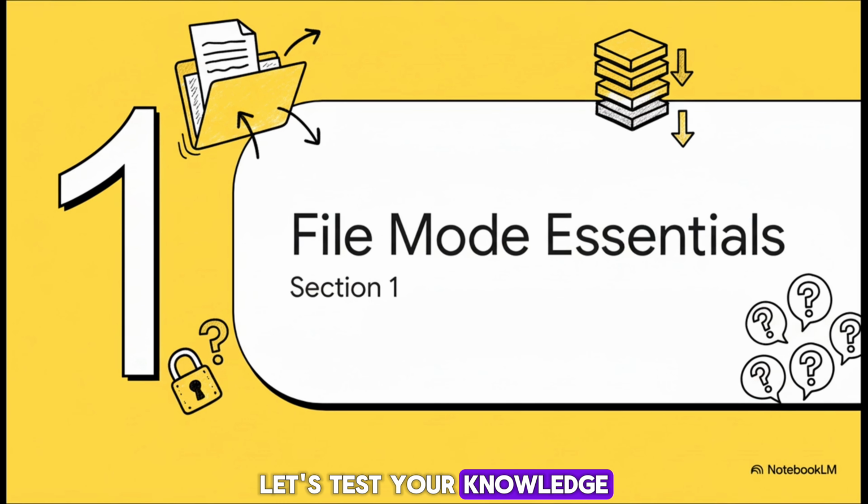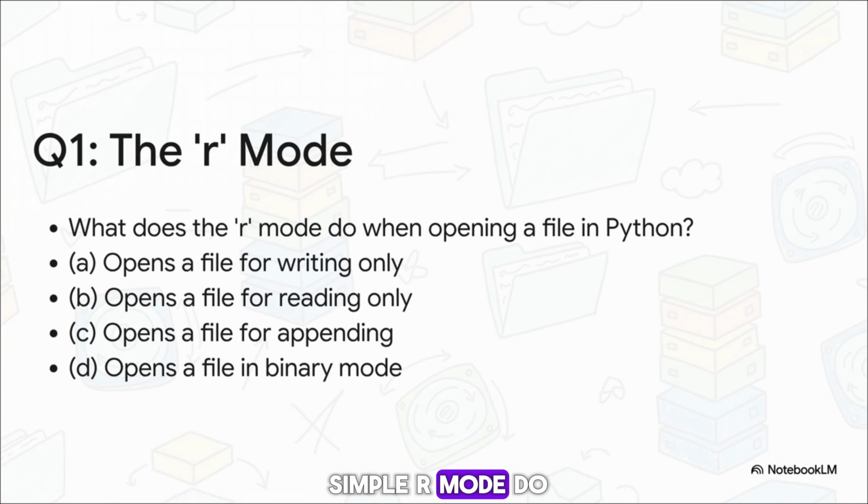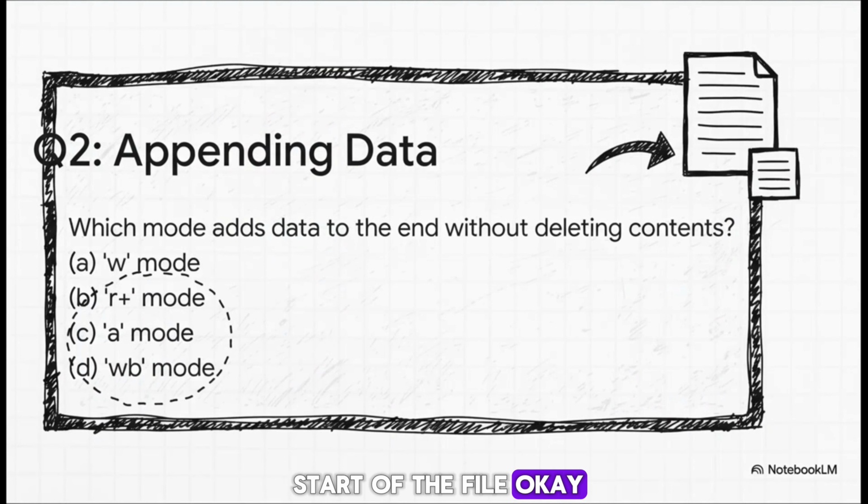Let's test your knowledge. So what does the simple R mode do? Think about it for a sec. The answer is, of course, B, reading only. And the key thing to remember here, R is the default. If you don't even specify a mode, Python assumes this one, and it puts the cursor right at the start of the file.